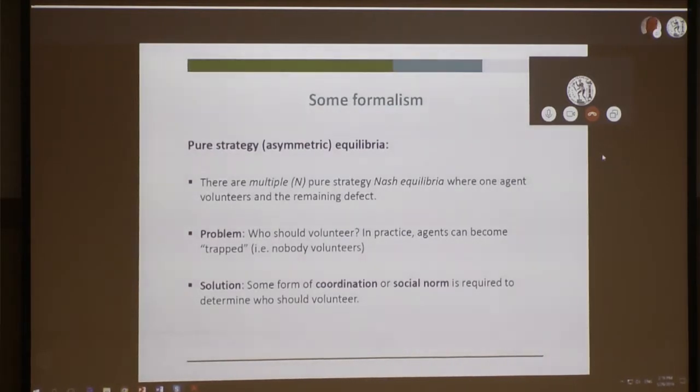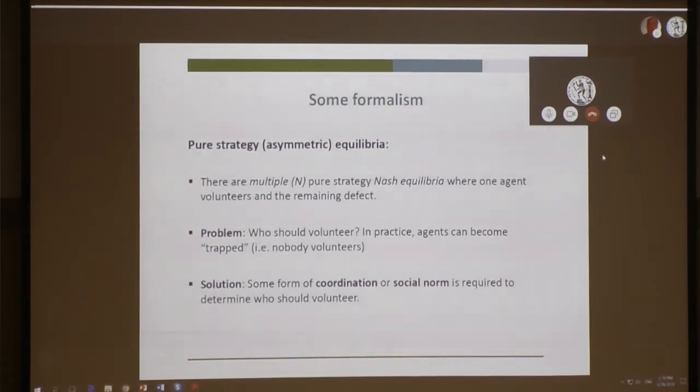The problem is it's not clear who's going to volunteer, right? In practice, although you do have some equilibria, it's not clear how to get to them, because everybody might be waiting for someone else to volunteer. And in the end, it's highly likely that the whole thing becomes trapped. Everybody gets trapped and nobody volunteers.